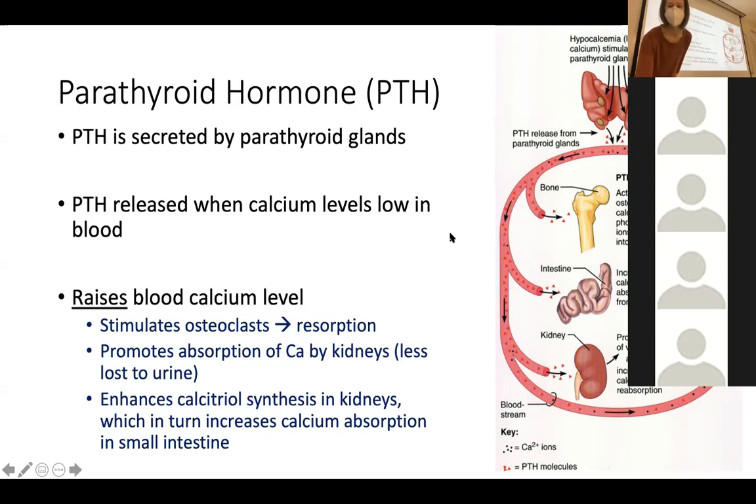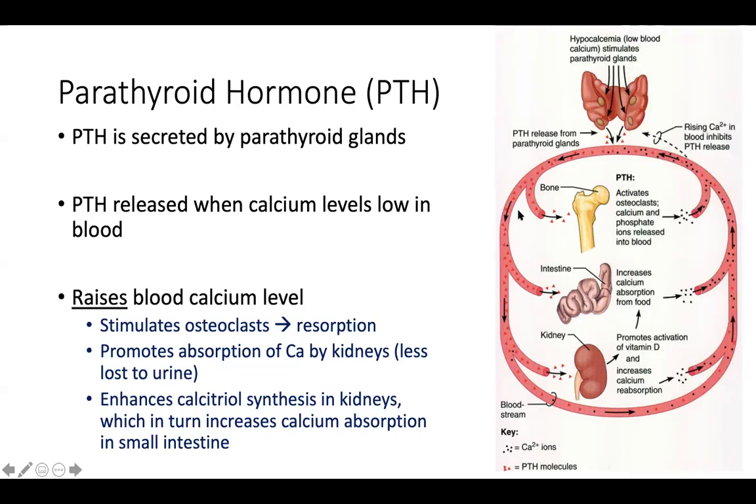So for you guys on Zoom, if you didn't see that, bone is being dissolved by osteoclasts. That's going to release calcium into the blood. The kidneys will reabsorb more calcium than they would normally. And also calcitriol will be synthesized. And that calcitriol will then enhance absorption in the small intestine. So there's a few different pathways by which PTH actually raises the blood calcium level.